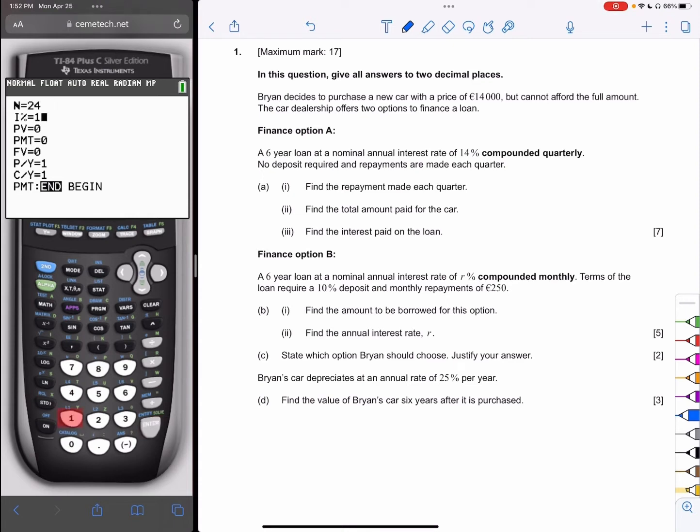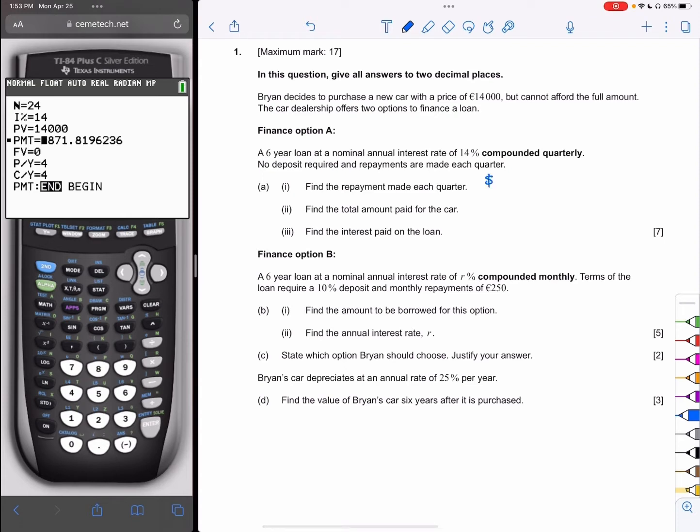Then the interest rate is 14%. The present value of the car is going to be 14,000. The payment that you make, we don't know yet. The future value of the loan is going to be 0. You're going to make 4 payments per year, and it's going to be compounded 4 times a year. Now that we have our information in there, we're going to highlight payment and press alpha enter, and then we get our answer here.